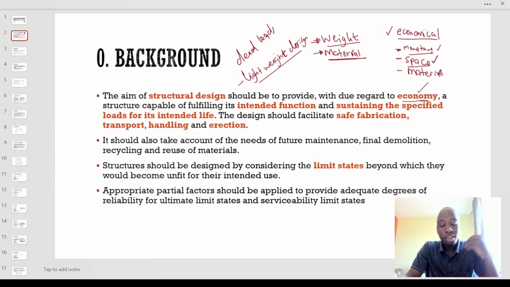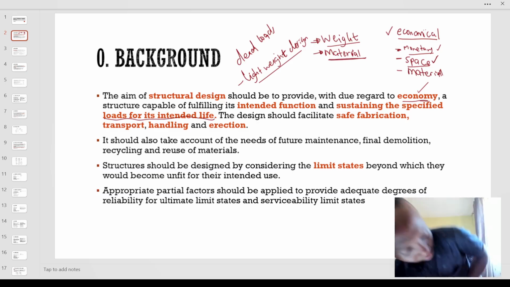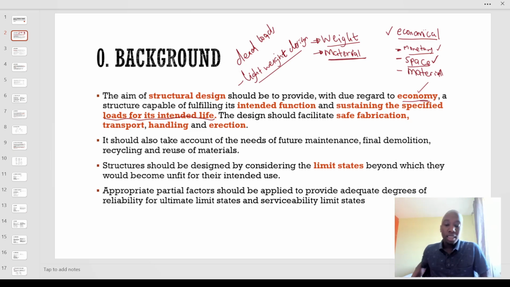So we are saying that the aim of structural design is to provide, with due regard to economy and those factors that I've spoken about, a structure that is capable of fulfilling its intended function, also sustaining the specified loads for its intended life.